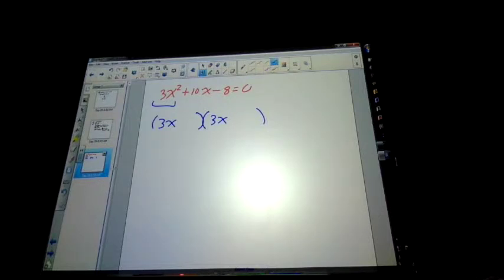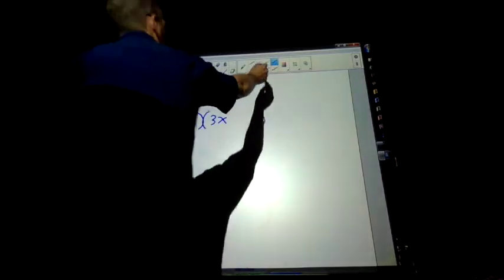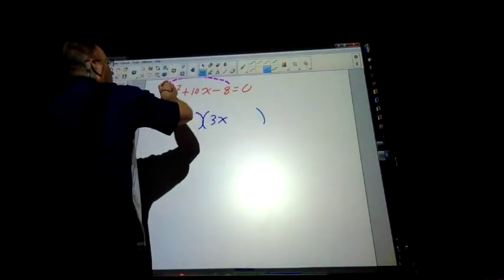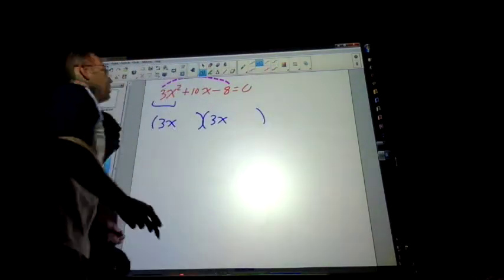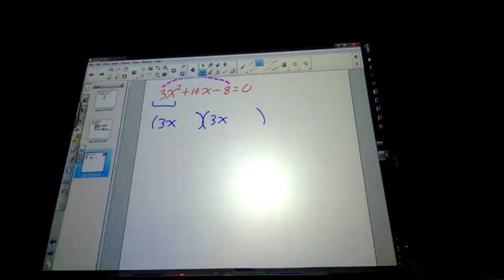9x squared is not our first term up here, so we probably will have a greatest common factor, which we will refer to as trash. Okay? So then I'm going to take the last term, and I'm going to multiply it to the first term. Okay? So 3 times negative 8 is what?